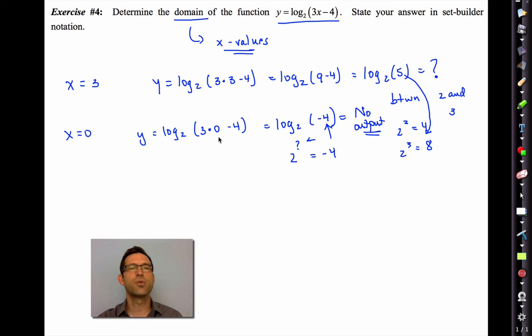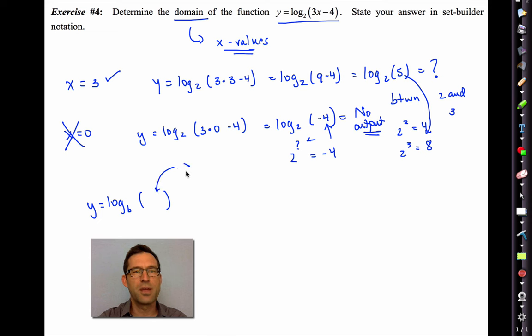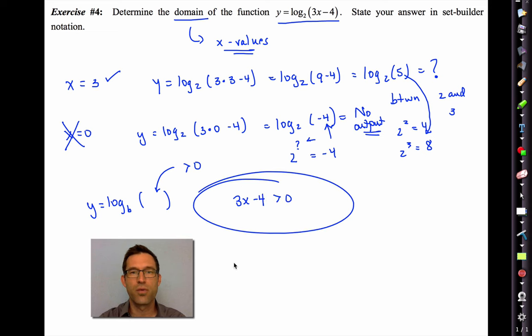Output. So 0 is not in the domain, but 3 is. So how can we find the domain without doing endless guess and check? Well, what we know for certain is that when we have log base b of something, the thing that's in there must be greater than 0. So if the thing in there is 3x minus 4, which it is, that's got to be greater than 0, right? But that means 3x must be greater than 4, and x must be greater than 4/3.